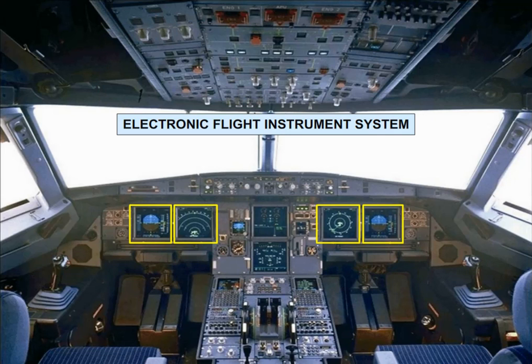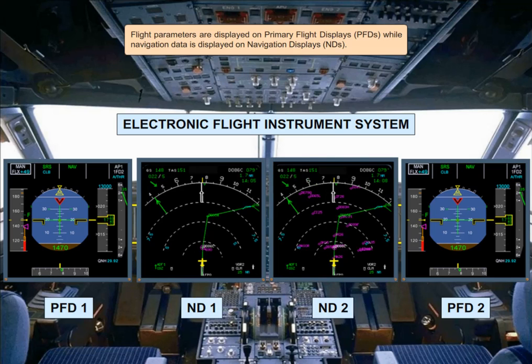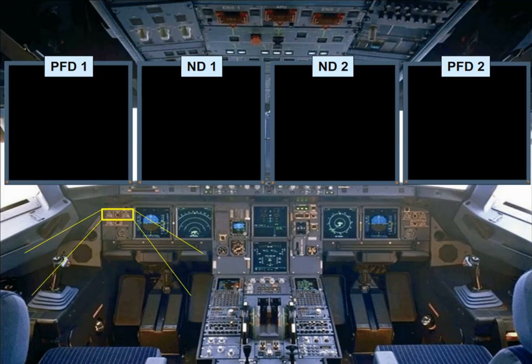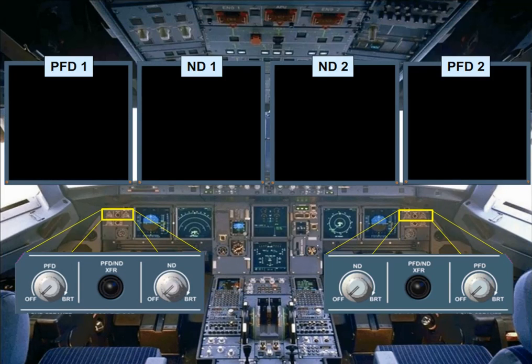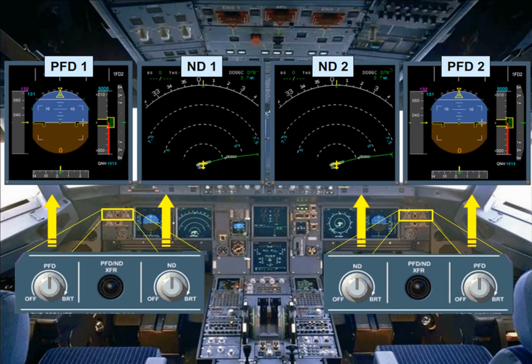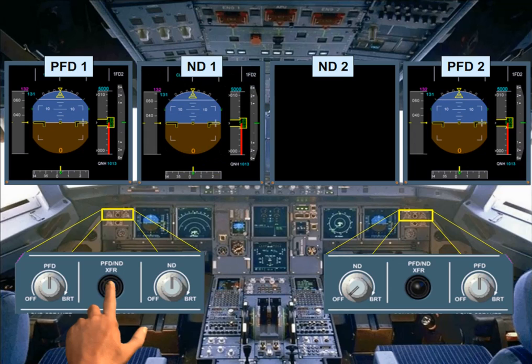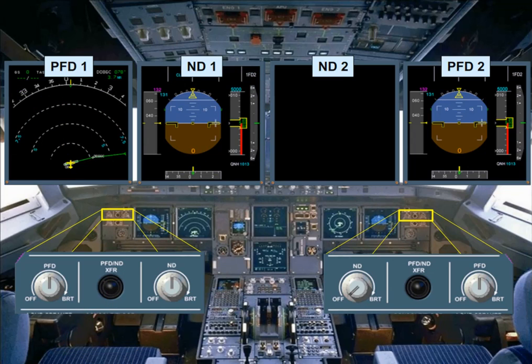Flight parameters are displayed on primary flight displays, PFDs, while navigation data is displayed on navigation displays, NDs. Outboard of the PFD, there are control knobs to adjust the brightness of the related PFD and ND, or to turn the display off. There are also switches to swap displays between the PFD and the ND.